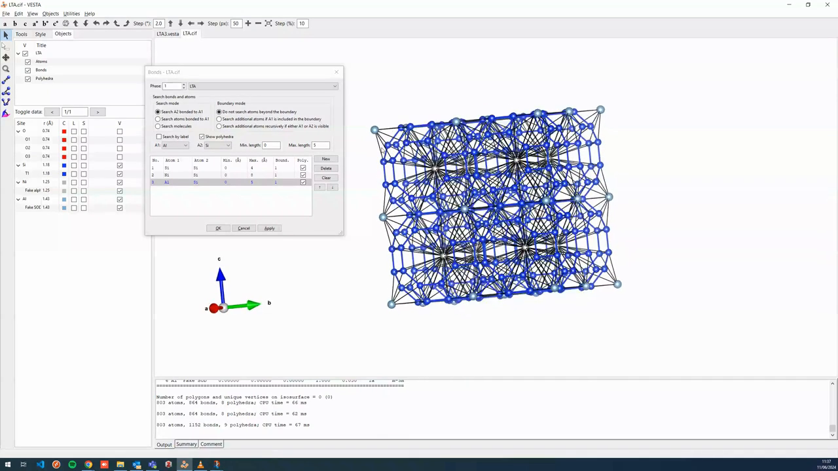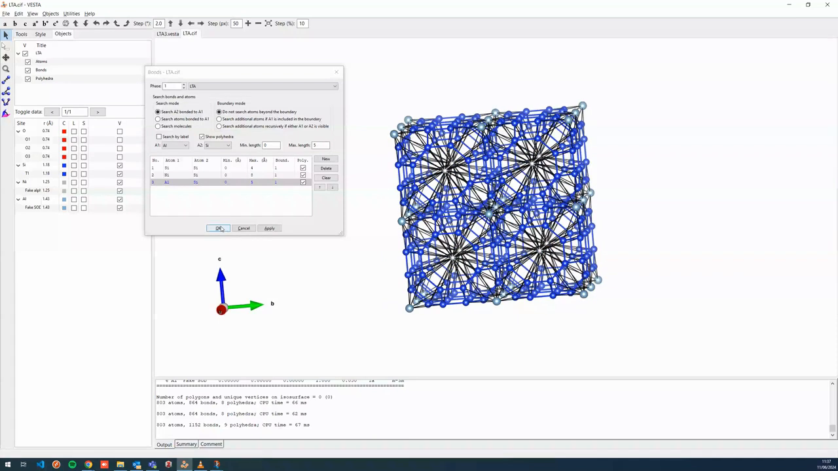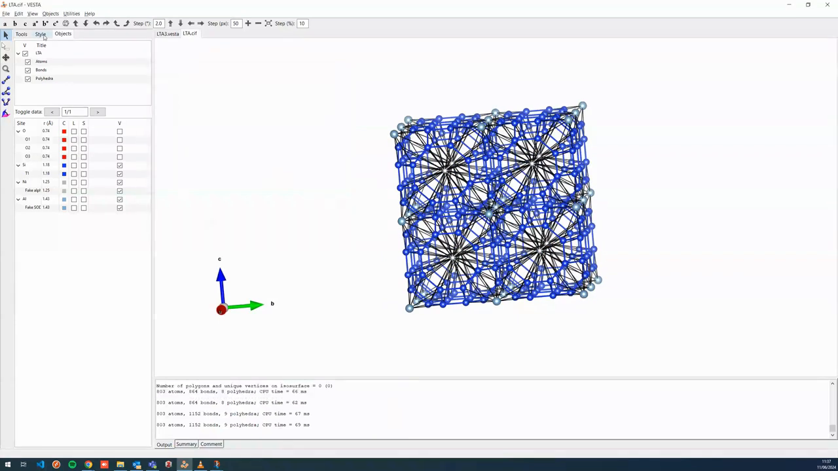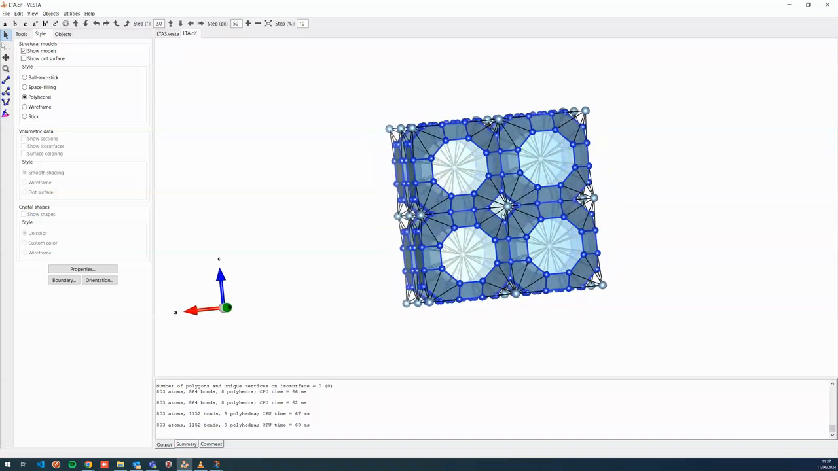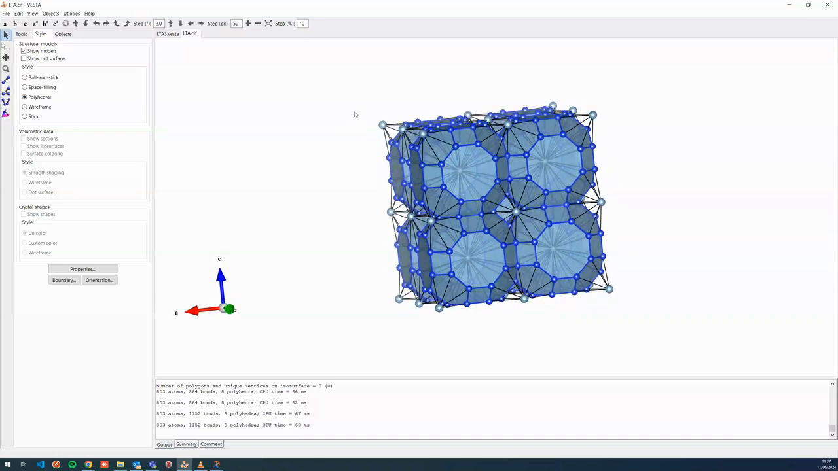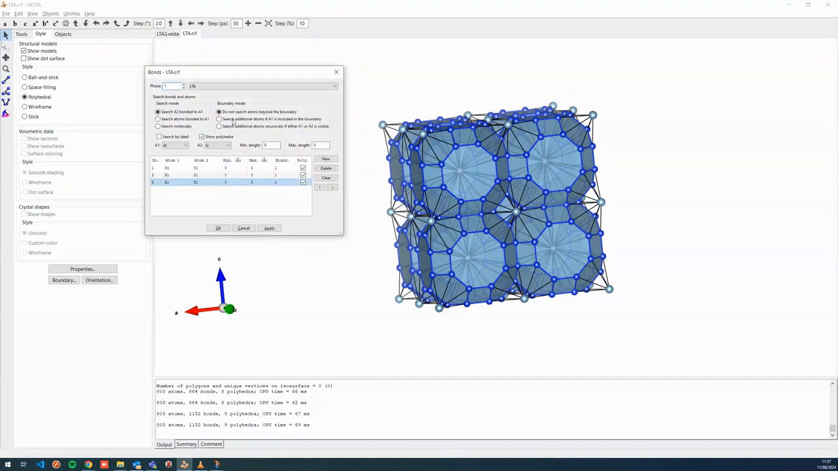And this works, but the problem with this is if we would now put on the polyhedral structure, it would also only form in the middle over here. The sides are not included. And this is because of how we define our bonds. We can change it to search additional atoms if Al, so that means aluminum, is included in the boundary. And that's what we actually want, because we want to form a nice round structure on it.